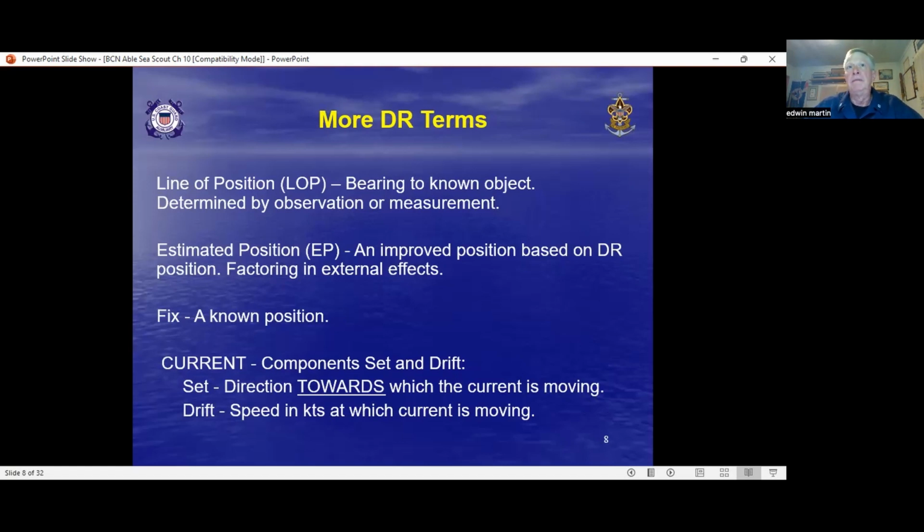A fix, any known position, either determined by electronics or, if you're skilled with a sextant, you can take a noon sight or a moon lower limb. You can shoot the stars, do some sextant work. So a fix is basically a known position, an actual position that's measured either by bearings or electronics.